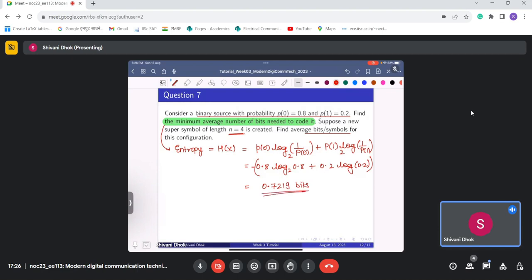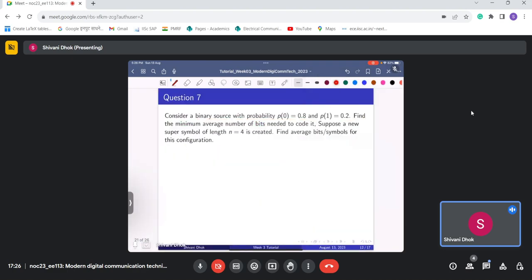Okay, now let us go ahead with the next part of this question. So what it says is, suppose a new super symbol is created of length 4, and we need to find the average bits per symbol for this configuration. So we have created a super symbol with n equal to 4, and we need to find the minimum average number of bits per symbol for this configuration.